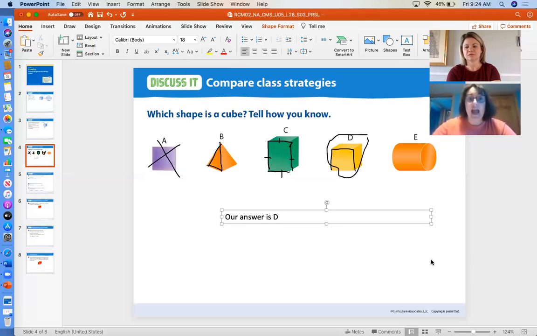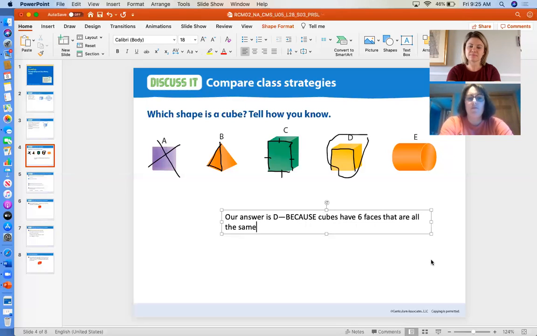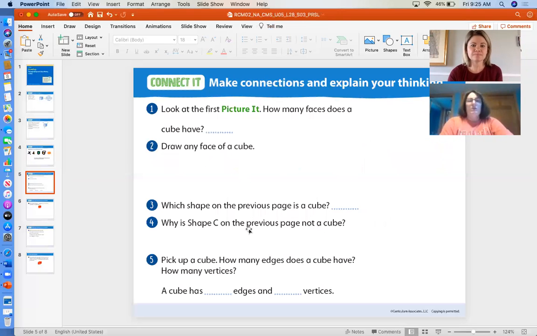And we explained how each one of them didn't work, so we don't need to write that. Okay? I'm gonna write it out just because it says tell how you know. So our answer is D because cubes have 6 faces that are all the same. They are all square faces. Okay? Yep. Looks good. All right, let's put it all together.